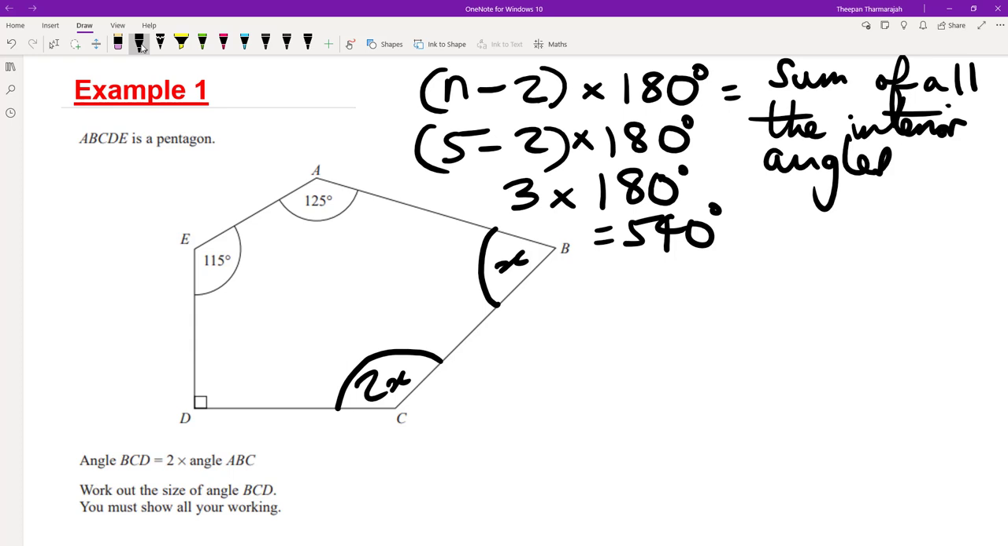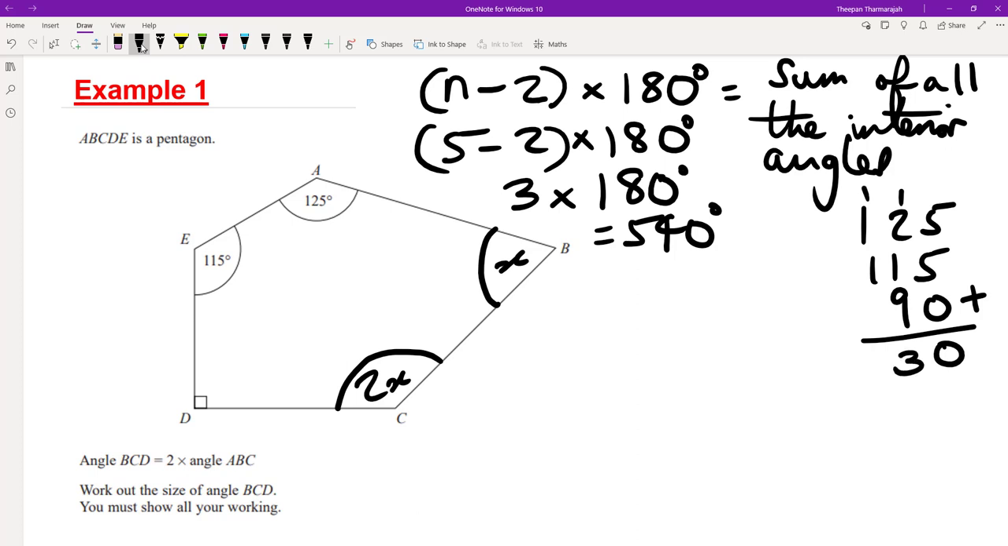So what's going to happen here is that we know that the sum of all of these angles is 540. So we're going to do 125 plus 115 plus 90 degrees, like so. We're going to add them together. So that gives me 10, carry the 1, 3, 4, that gives me 13, carry the 1, I get 330. And then I'm going to do 540 minus 330.